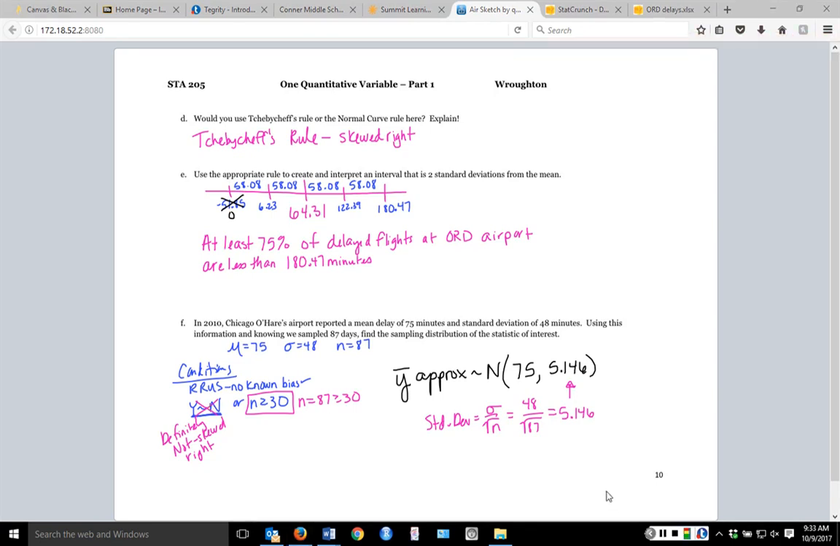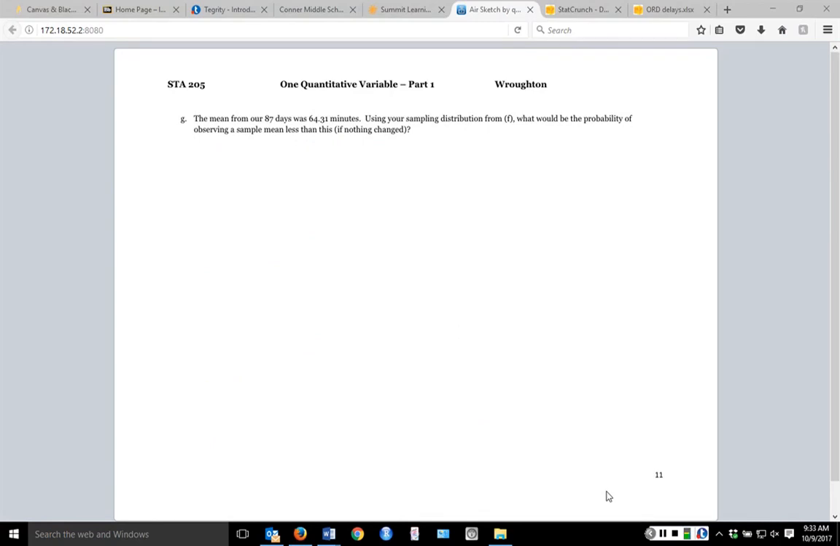But now we're going to use that to actually calculate a probability. So the mean from our 87 days is 64.31. Since that was from just our 87 days, that's going to be a sample mean. That's why it's a y-bar. So using our sampling distribution that we just found in part F, we want to find the probability of observing a sample mean less than this if nothing had changed. So I'm going to start with drawing my picture.